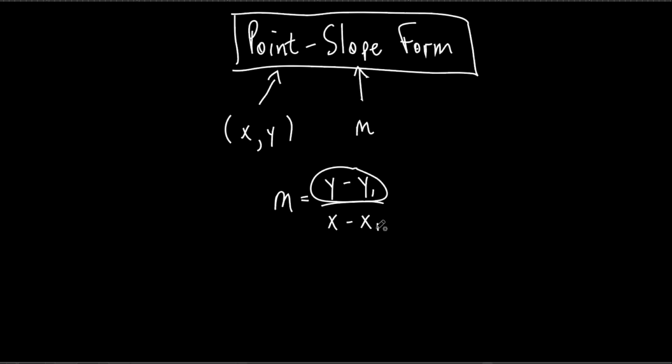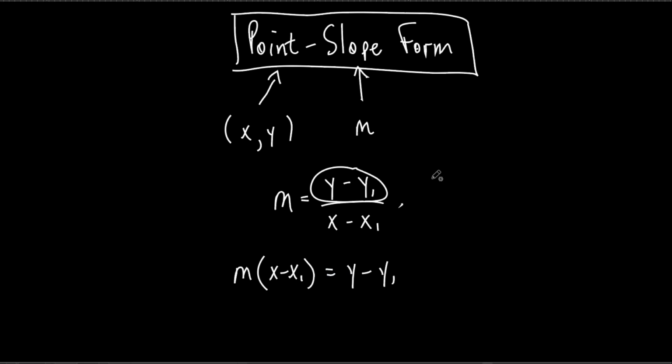Okay, so how do we get rid of stuff in algebra? We always do the opposite, right? So if it's being divided, what are we going to do? Say it. There you go. Okay, you're going to multiply by this x minus x1, okay? So what's that going to look like over here? It's going to be m times x minus x1 equals what? Y minus y1. Everybody see that?